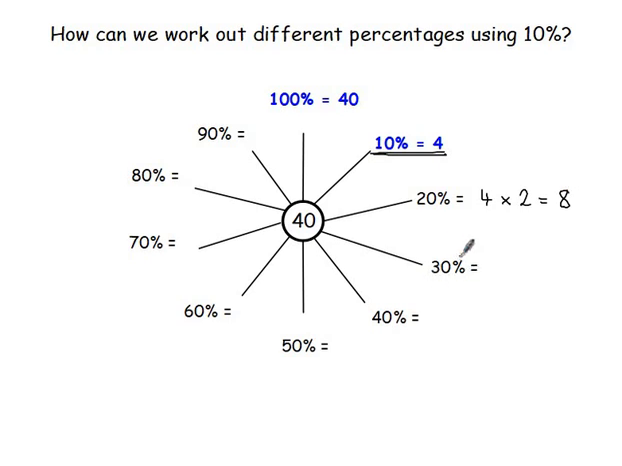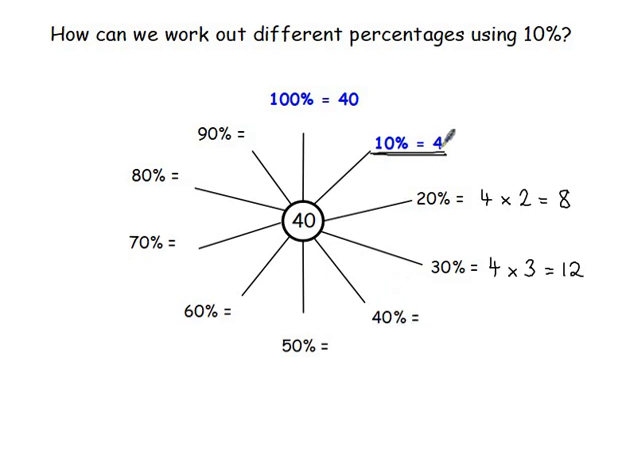30% then, again, we use our 10% value and think about how many lots of it we need. Well, 10, 20, 30, we need 3 lots of it. So we take the answer from 10%, we take the 4 and times it by 3. 4 times 3 is 12. Okay, again, 40%, we use our 10% value and think of how many lots of it we need. 10 lots of 4 gives us 40.